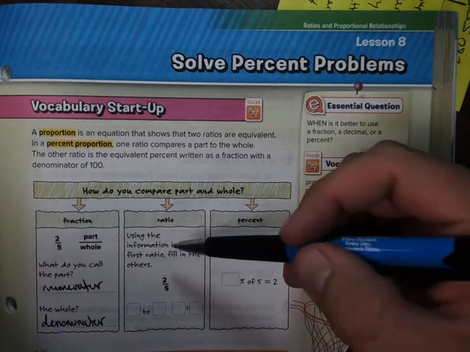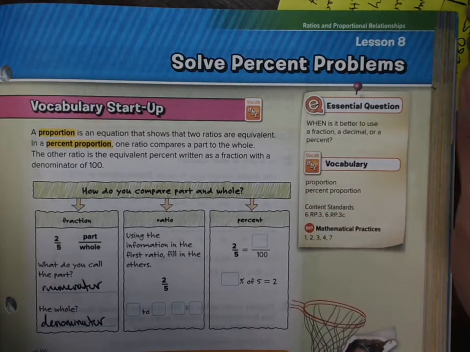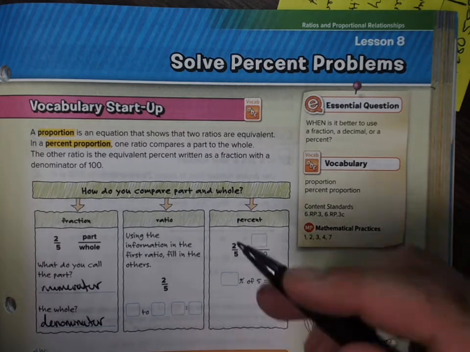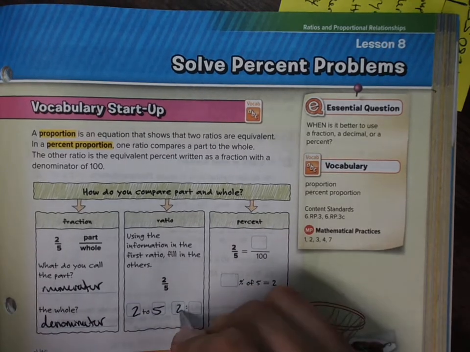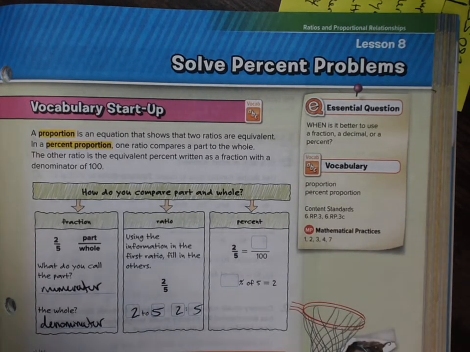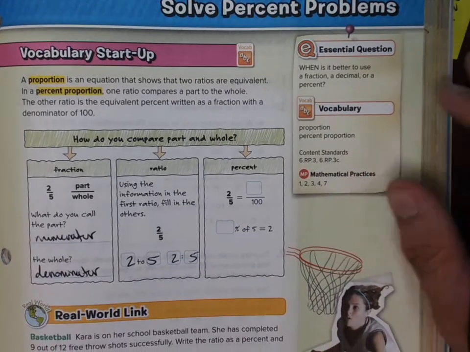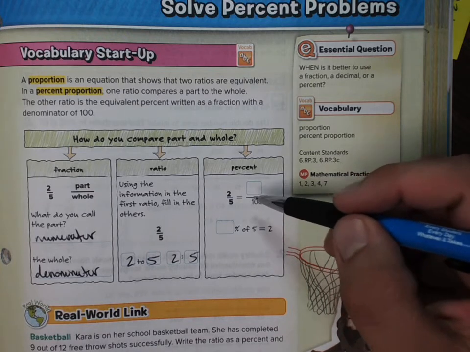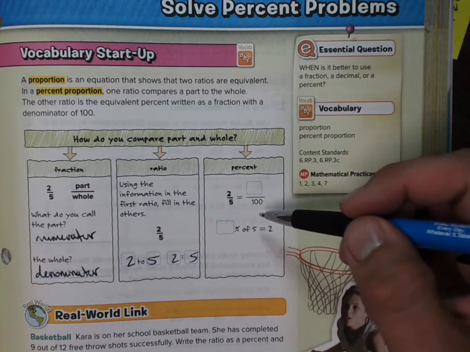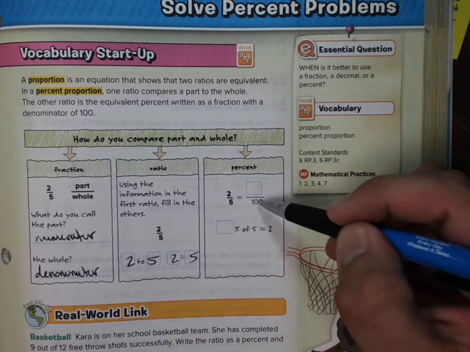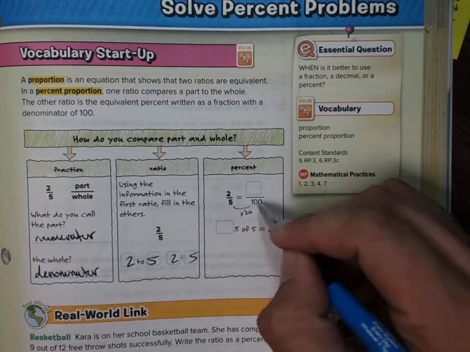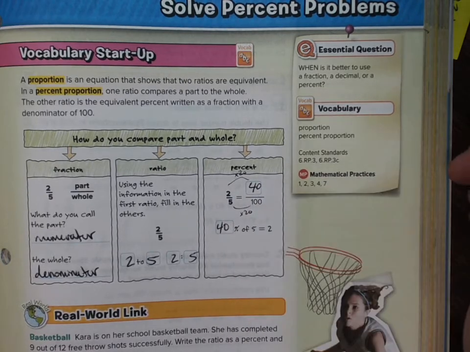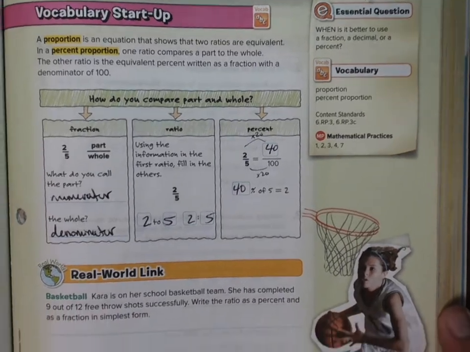Okay, so now you're talking about the ratio. It says, using the information in the first ratio, fill in the others. Well, we talked about ratios in the last chapter, so we know that 2 to 5 means 2 to 5, and 2 to 5. It's read the same way for all of them. Okay, and then for the percent, we're talking about 2/5. We're talking about out of 100. Well, we don't know the percent, so that's what we're trying to find. So basically what you have to figure out is how do you get from 5 to 100? Well, you multiply by 20. Well, you gotta do the same thing up here. That would be 40. So 40% of 5 equals 2, which we're gonna go more into here shortly.